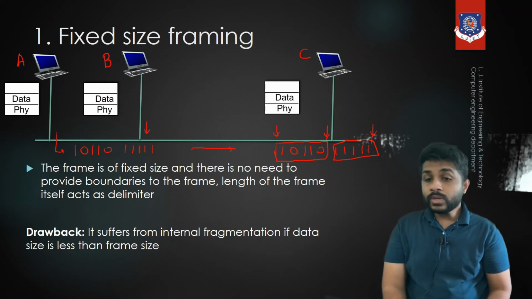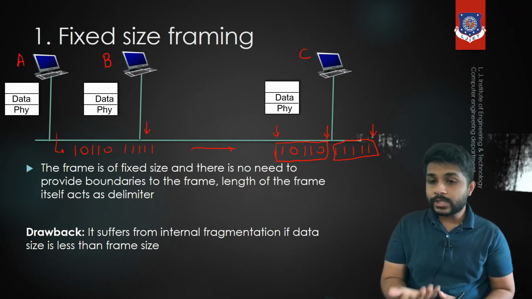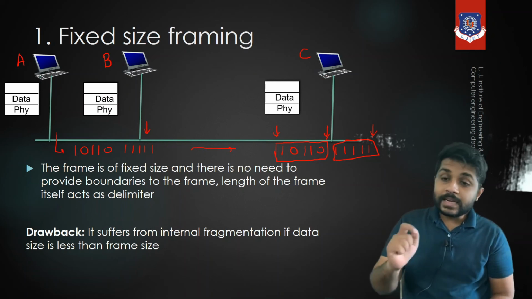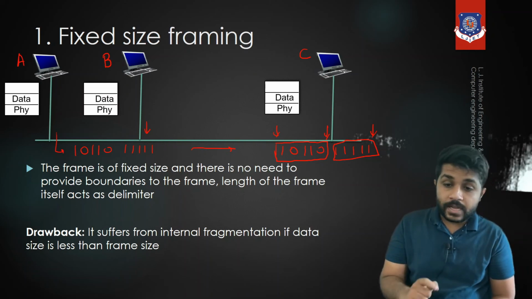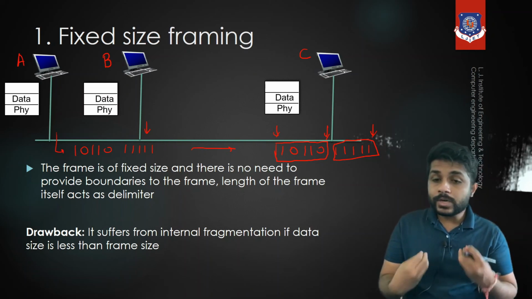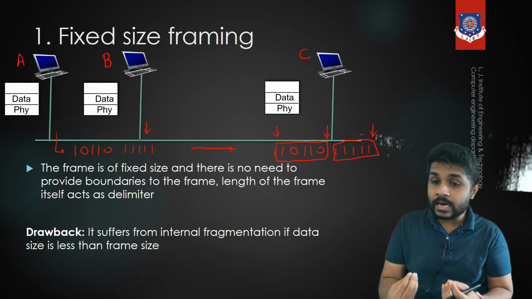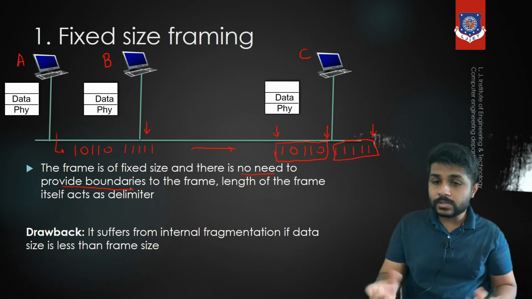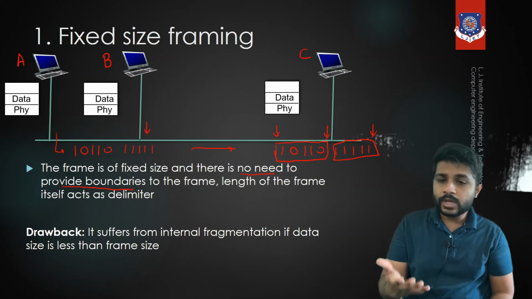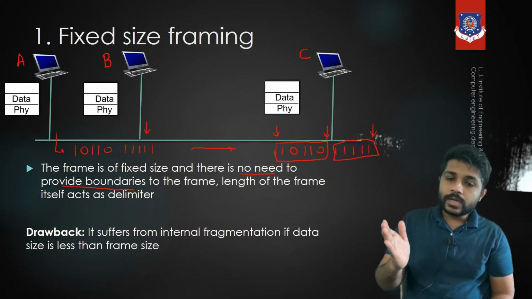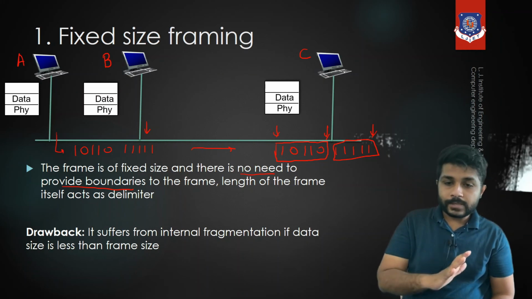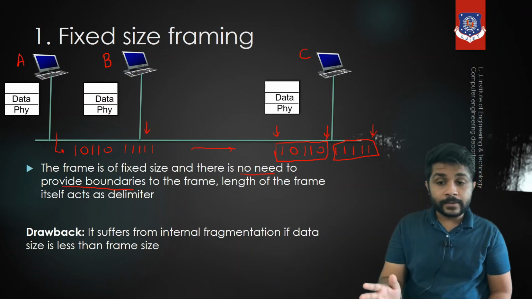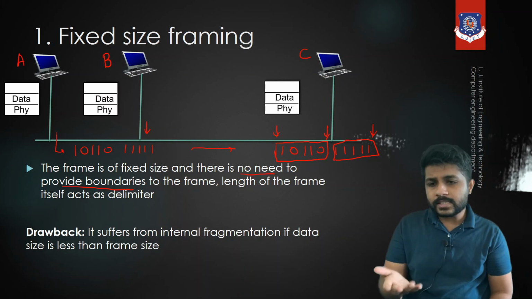Now, what are the advantages of fixed size framing? The advantage is that we do not need to add any extra data to the original frame, because each and every device knows that the size of the frame is 5 bits, so the receiver will receive each and every frame of 5 bits. So it's very easy. But what is the disadvantage?